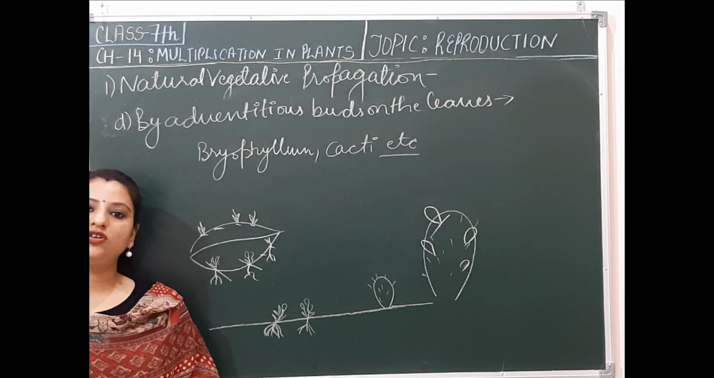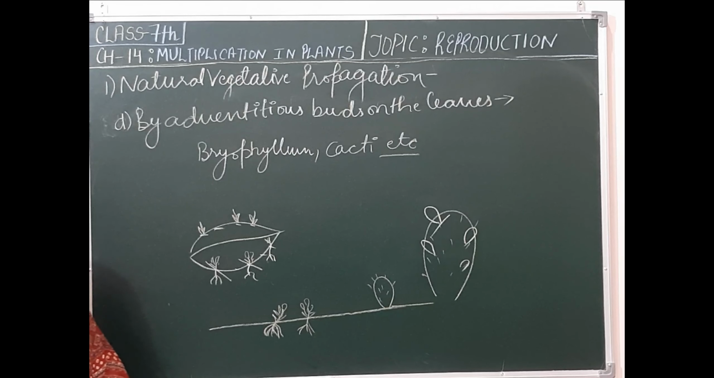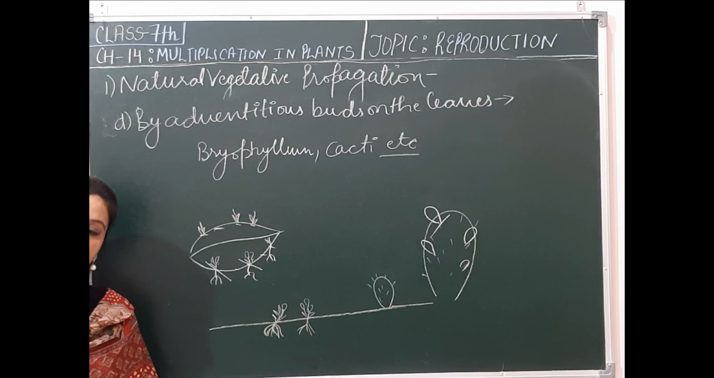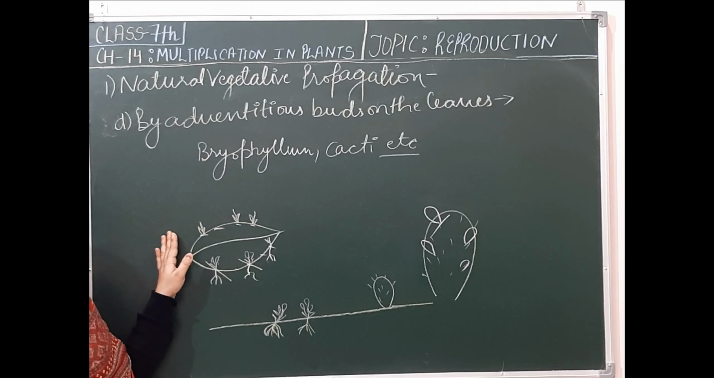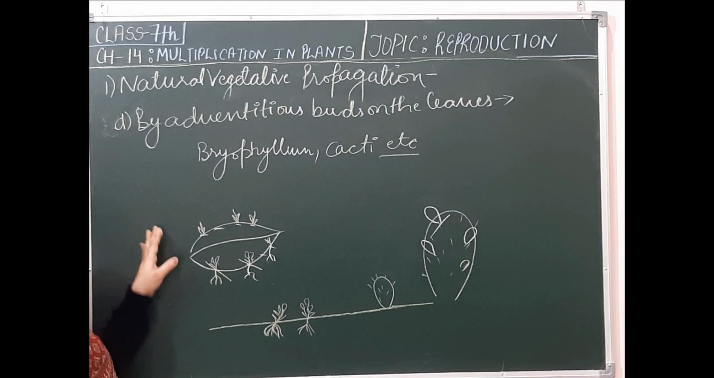The second topic which we have discussed today is about the vegetative propagation. Vegetative propagation is of two types, artificial and natural. In natural vegetative propagation, three main processes we have discussed. First is by roots, second is by underground stems, and third is by adventitious buds on the leaves.